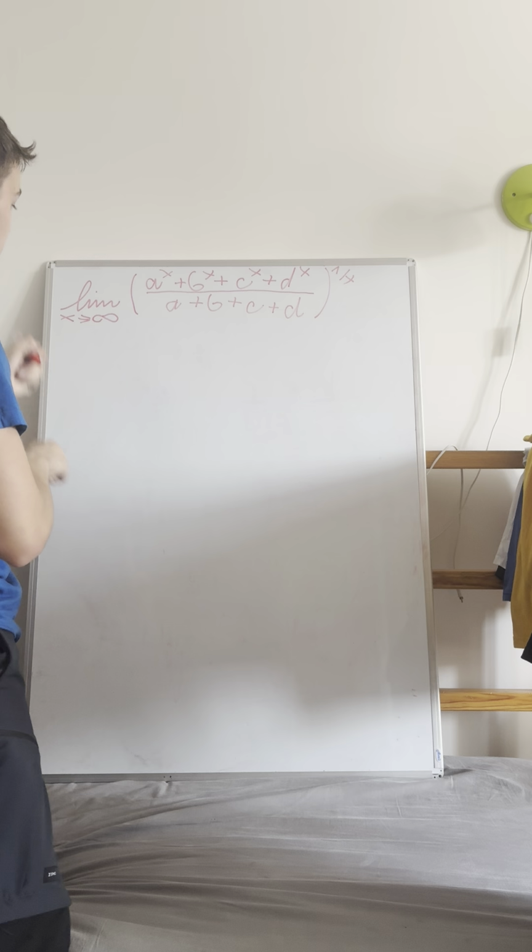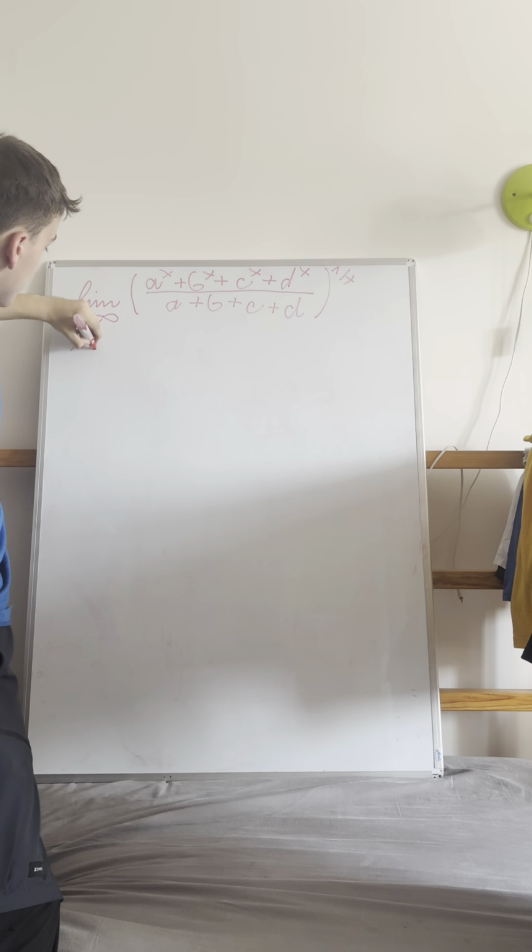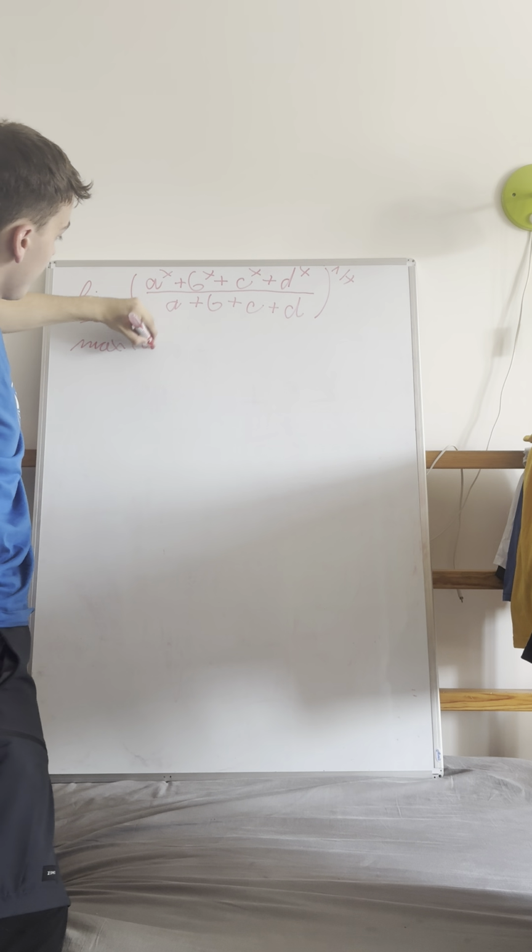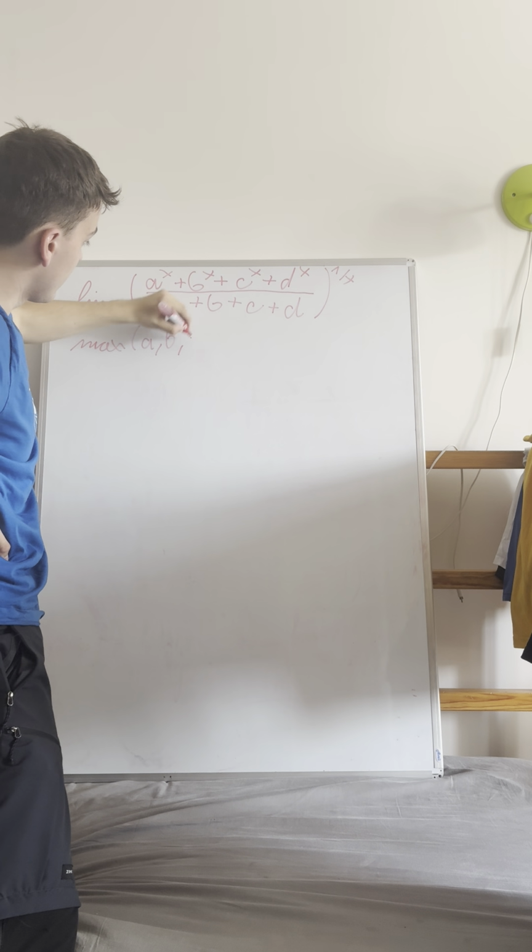So we assume that of these four, the biggest one is A. We could write it as max of A, B, C, D is A. Then what we can do is easily factorize the A because it's the biggest one. That's how we usually approach limits.